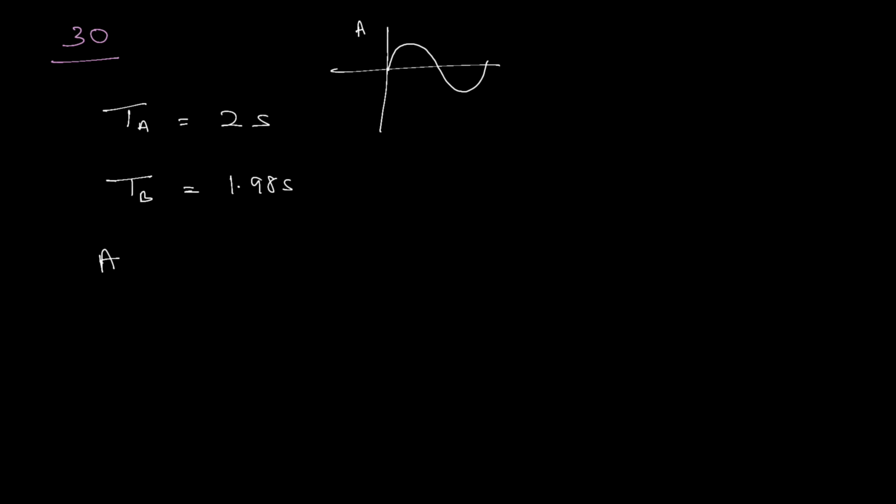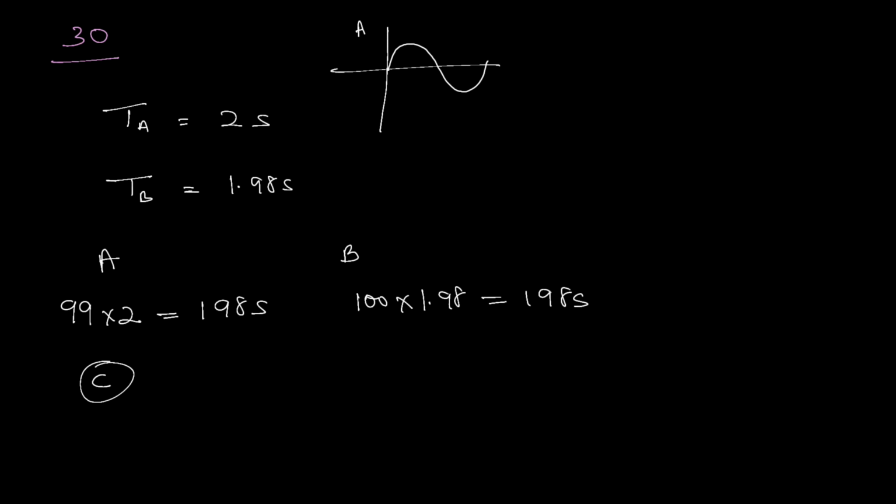Let's look for A and for B. We might try 99 times 2, and that is 198 seconds. And for B, we try 100 times 1.98, and that gives 198 seconds. So that's the time they meet together again, and the question is asking for the oscillations of A, and A is 99, so we have to go for C.